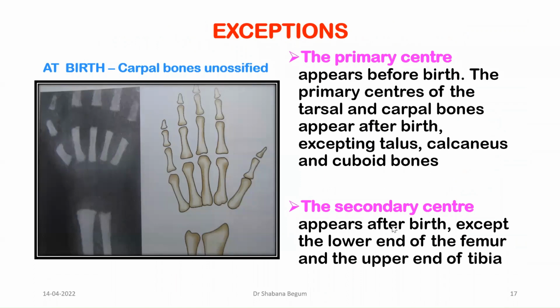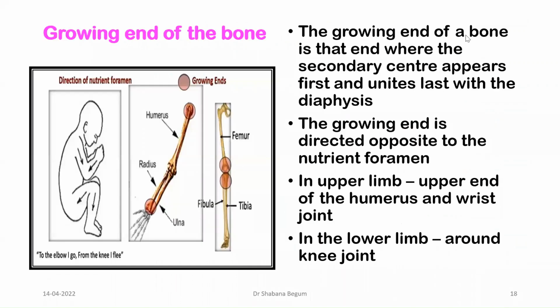The secondary center appears after birth, except the lower end of the femur and the upper end of the tibia, which appear just before birth in the 9th month of intrauterine life. Now, this is very unique because this bears some medicolegal importance because its appearance shows the maturity of the fetus.